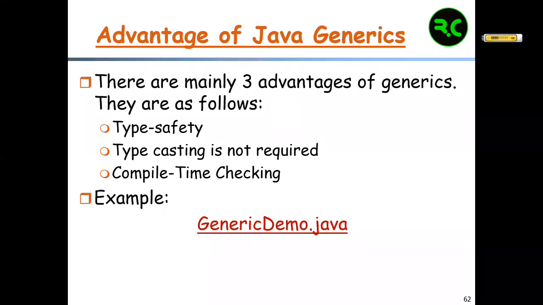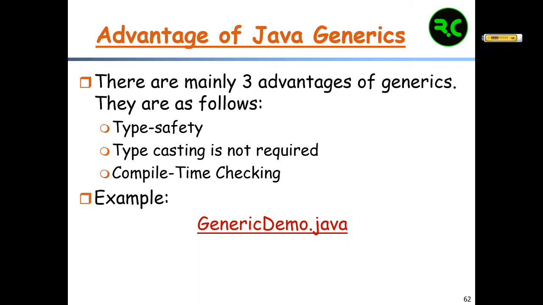Typecasting is not required. If I have already mentioned that the class belongs to the employee class, then there is no need to cast the object to the defined object. And compile time checking: it checks at compile time whether you are storing the data in the form of the specified type or not. If there is any problem, it directly says the type is mismatching. So these are the main three advantages of generics in Java.